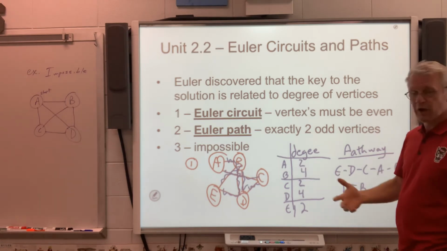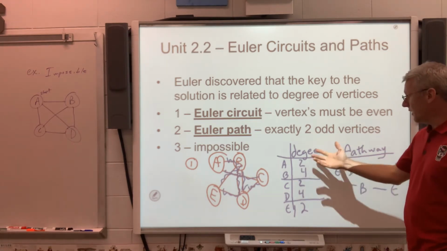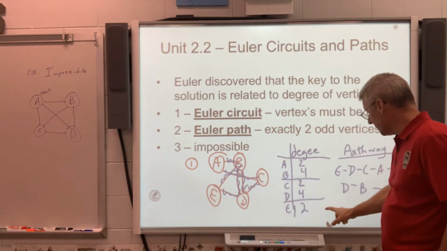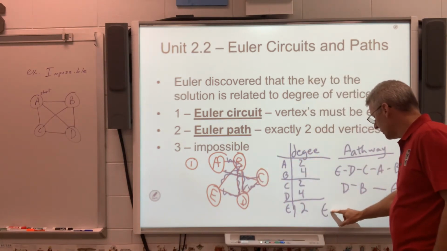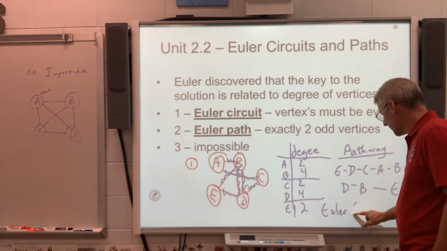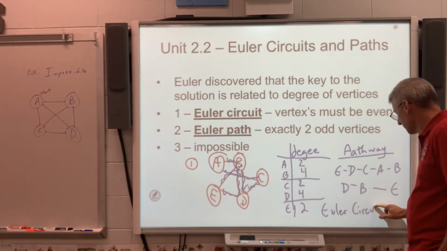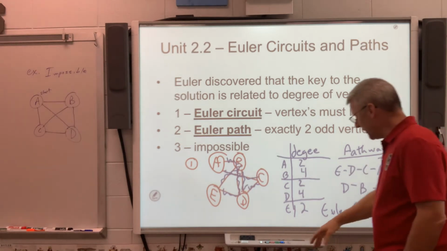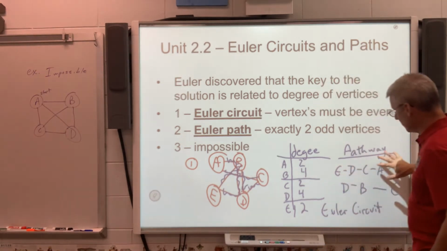So as long as you go slow, then you should be able to figure out the degrees. Because the degrees are all even, this is an Euler circuit. And this is the pathway. All right, so let's do the second one.